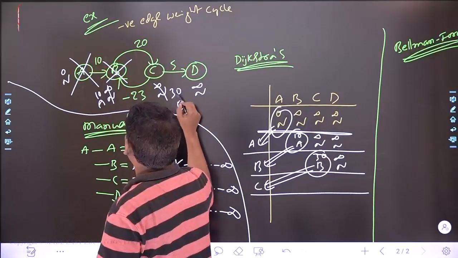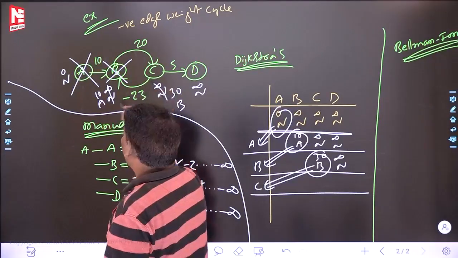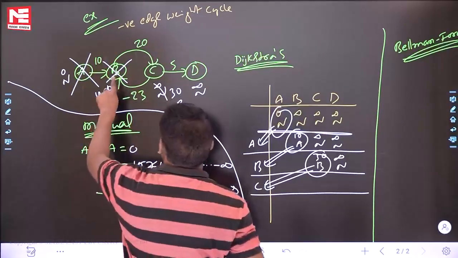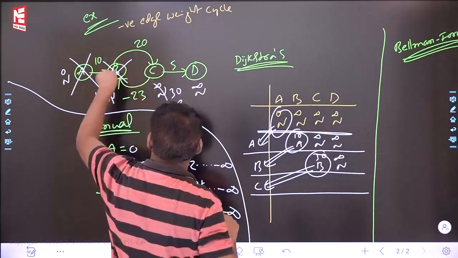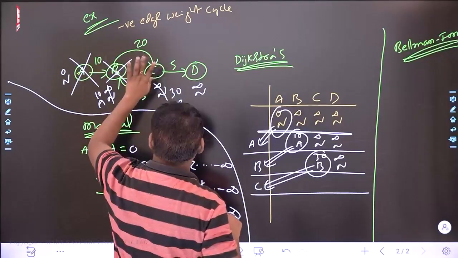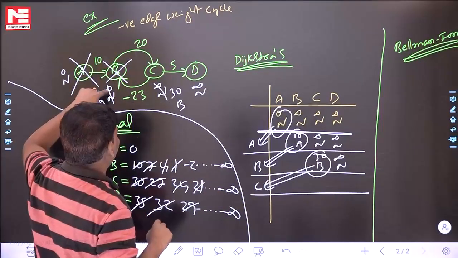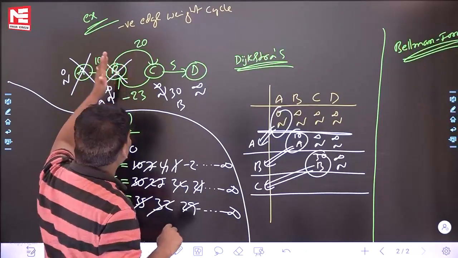Let me verify. 30 minus 23. What is the answer? 7. Okay, it's the 10 and 7. I want to change, but I cannot change. What is the meaning? Dijkstra's fails here. Dijkstra says don't go, because of negative I have doubt. I went and verified. Yes, there is a wrong here. I don't change, but I got to know there is a wrong here.